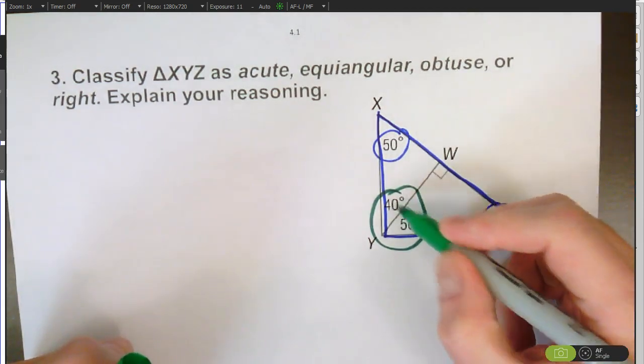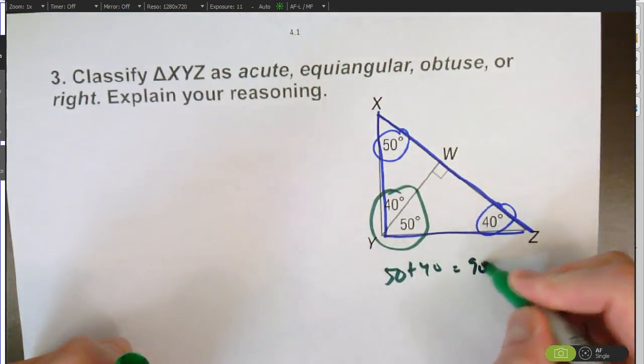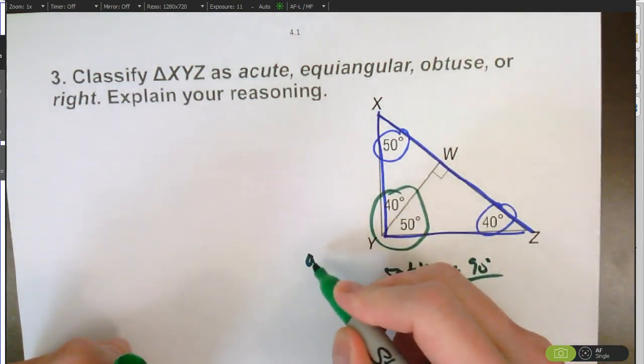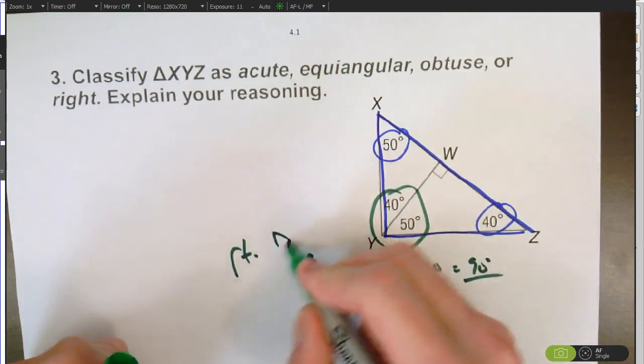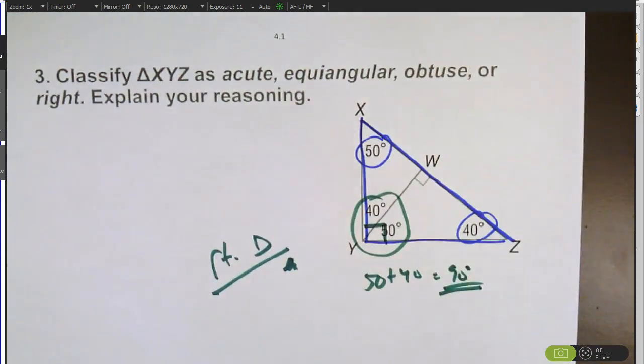So we have those two. By the angle addition postulate, I can add them together. So 50 plus 40 is 90. So this is a right triangle because the last angle was a right angle. So hopefully pretty straightforward.